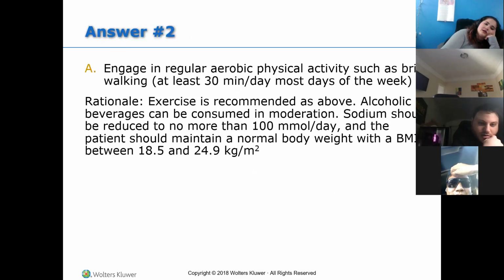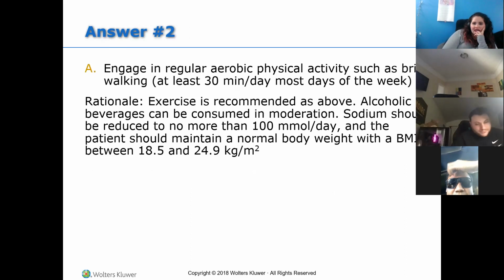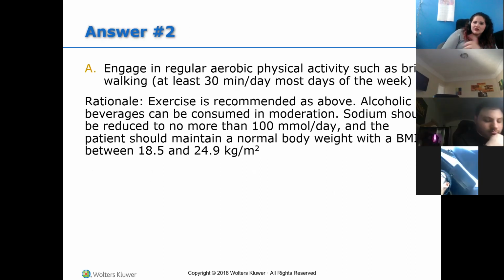We got A. Exercise is recommended as above. Alcoholic beverages can be consumed in moderation. Sodium should be reduced to no more than 100 a day. And the patient should maintain a normal body weight with a BMI between 18.5 and 24.9. Fine. Within moderation, that's fine. So alcohol can be consumed in moderation. It doesn't have to be removed completely. Sodium needs to be less than what the question recommended. And the BMI needs to be less than 24.9. So the 30 was too high.